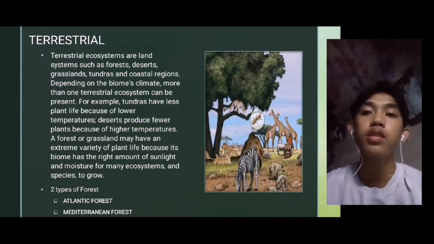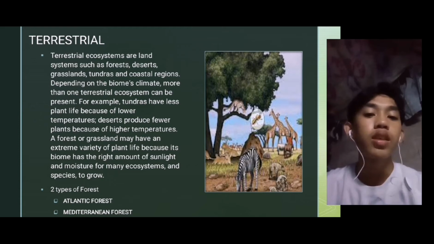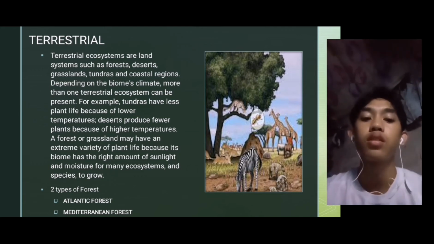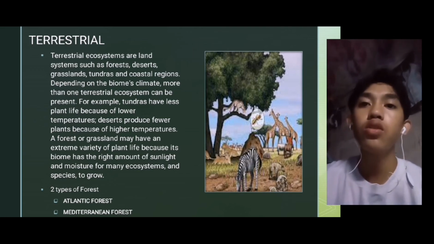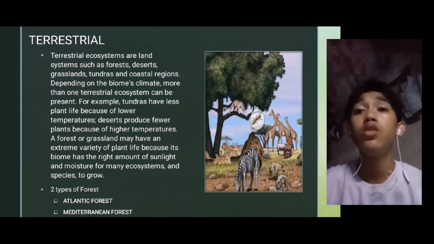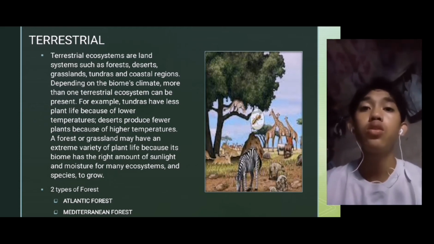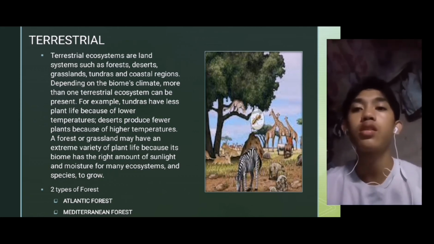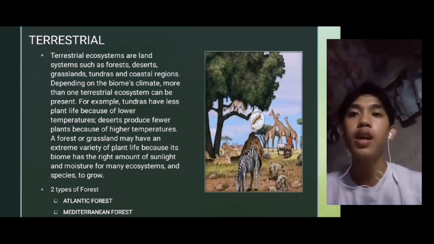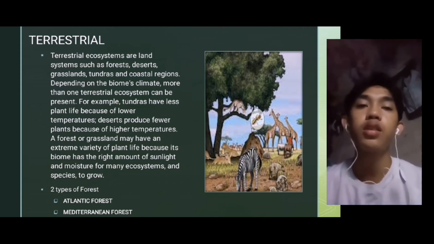So, yung forest, dito tayo kumukuha ng mga raw materials at kumukuha ng mga pagkain. So, meron 2 uri nito. Una yung Atlantic forest at pangalawa naman ay Mediterranean forest. So, sa Atlantic forest, ito yung malamig na forest. Dito nakatira yung mga fox, wolves, polar bear. Yung Mediterranean forest naman, o mas tinatawag nating rainforest, dito nakatira yung mga wild trees, lions, tigers, snakes, at marami pang iba.